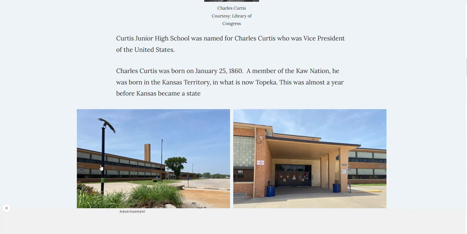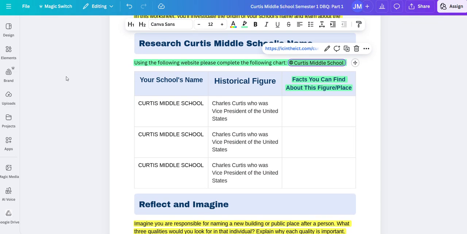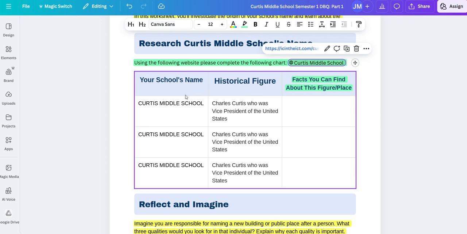So you're going to keep looking at it, and then once you get some facts or some things that you find interesting, you're going to go back to your chart. On the chart, I've already filled some of the areas out for you. So your school's name, we all know you're at Curtis Middle School, so I filled that out for all 3 slots. The next column is historical figure. So we found out Curtis Middle School is named after Charles Curtis, who was Vice President of the United States. I filled this out also for you.